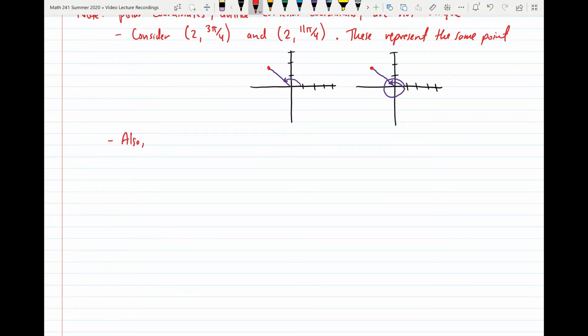Also, we can consider these 2 ordered pairs. How about 3 pi over 4 and negative 7 pi over 4. And again, these are going to end up being the same point in the plane. So we've already plotted 2, 3 pi over 4 up here, so I'm only going to bother plotting the second point.